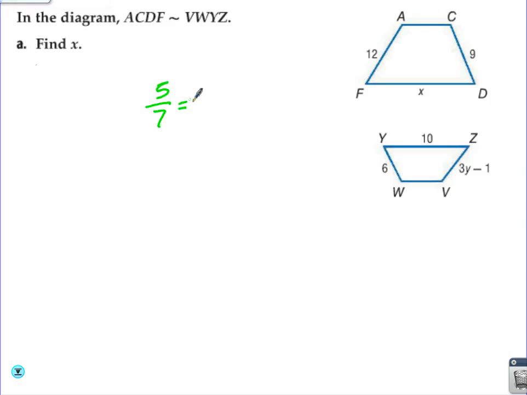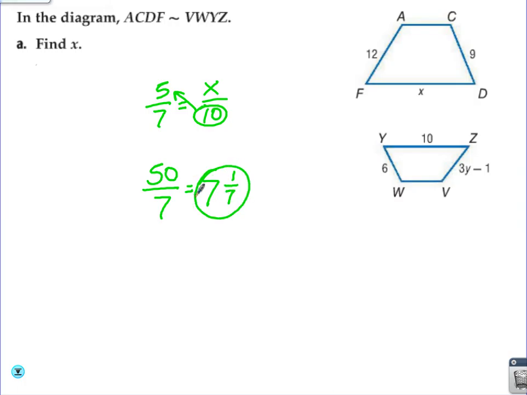One more. 5 over 7 equals x over 10. Find the two numbers that are diagonal, 5 and 10, multiply them together, divide by the other number. 7 with 1 left over. Which is about 7.14 if you actually divide it out. Okay. That's solving proportions. Okay, the next problem is going to ask us to find y.